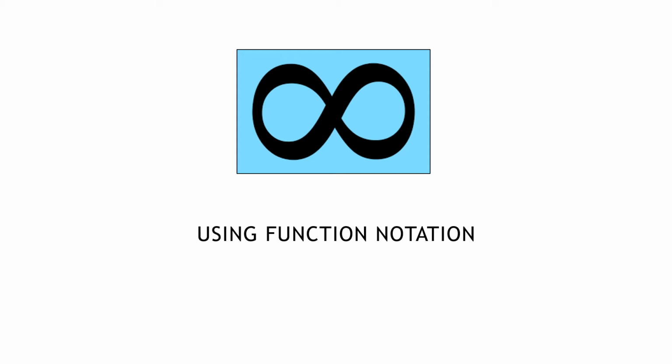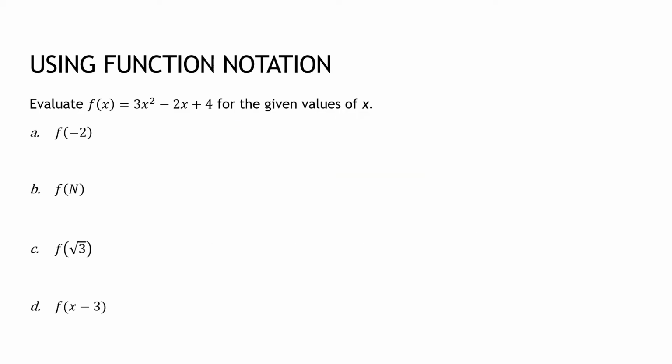So now that we know what a function is, let's take a look at function notation. Function notation is very similar to just a normal equation. So previously we might have seen an equation look like this, y equals 3x squared minus 2x plus 4. And then it might say when x equals negative 2.